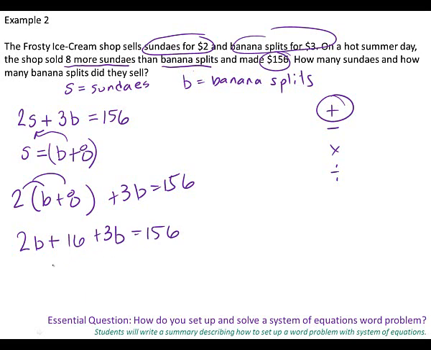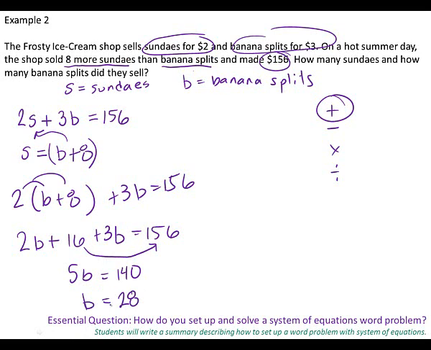All right, what's 2b plus 3b? 5b. And at the same time, what are we going to do with this 16? Good, what's 156 minus 16? And what are we going to do with the 5? Divide it. So it's 140 divided by 5? I think I heard 28, right?